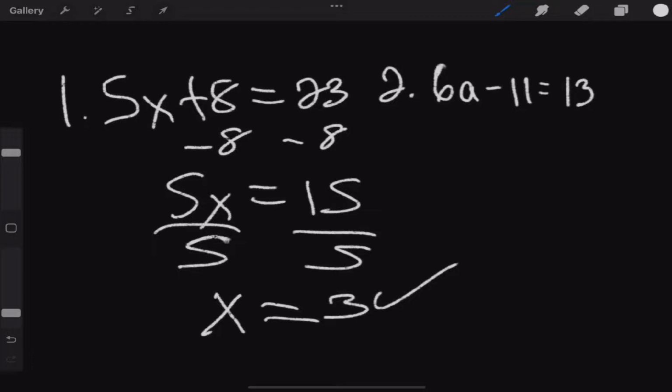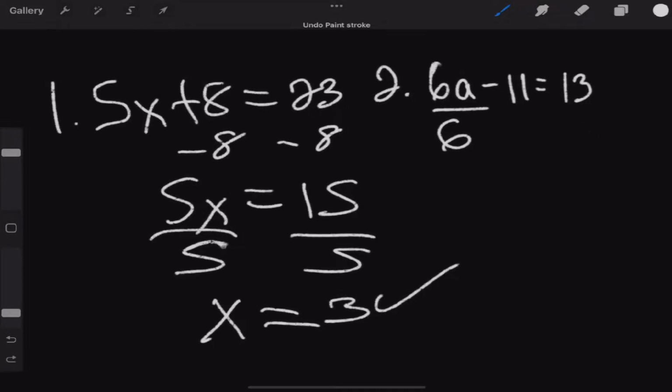Now if we go to this one over here, same thing. Don't go, oh, parentheses, exponents, multiply, divide. Oh, this is multiplication, let's divide. 6, 6. You're not going to get the right answer. Okay? So don't do that.